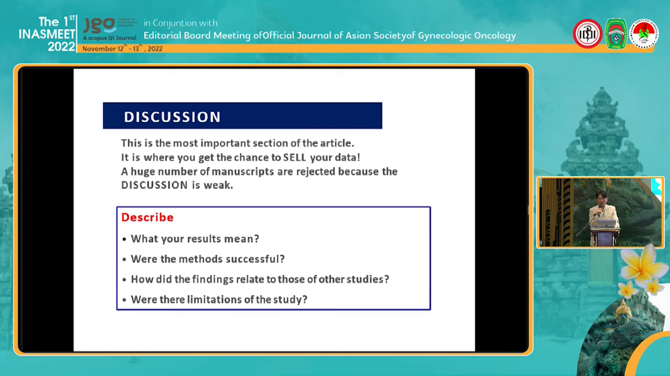And the discussion section: this is the most important section of the article. It is where you get the chance to sell your data. A huge number of manuscripts are rejected because the discussion is weak. So we should describe what your results mean, whether the method was successful, how the findings relate to those of other studies, and whether there were limitations of the study.